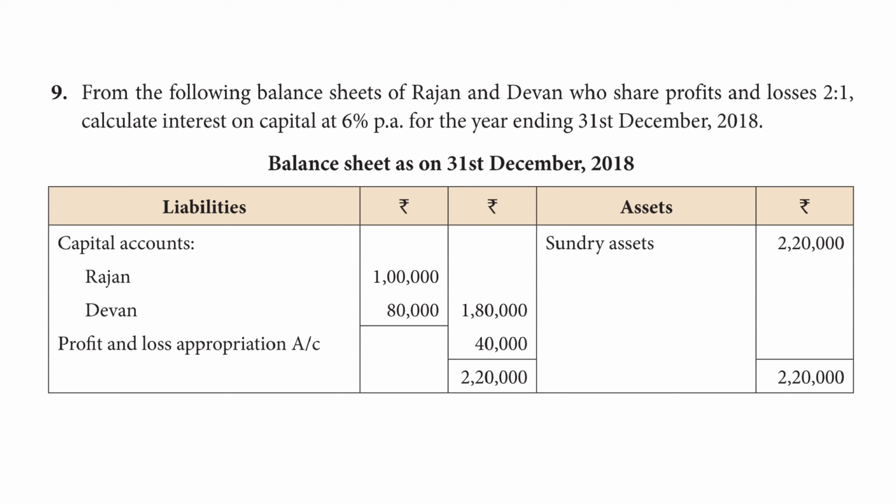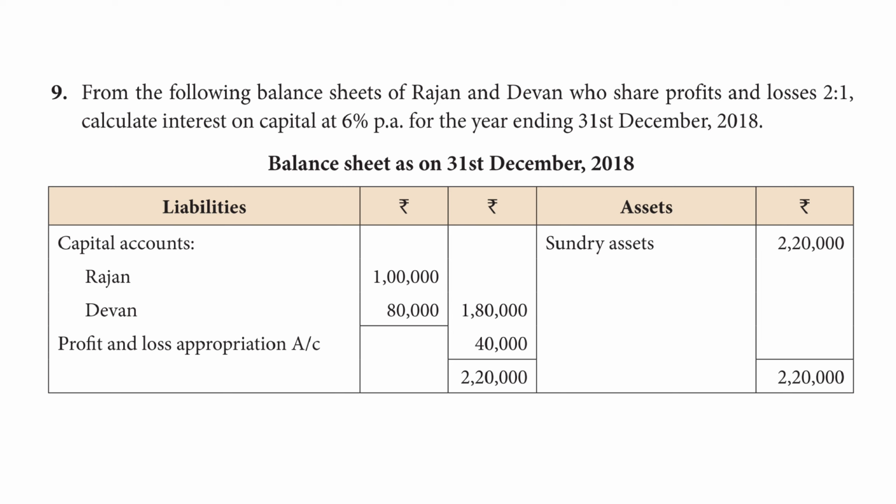Next we have the drawings of Rajan and Devan during the year. They have given 20,000 and 10,000 respectively. Profit earned during the year they have given us as 70,000 rupees. So nowhere in the sum do we have opening capital. So we should find opening capital.